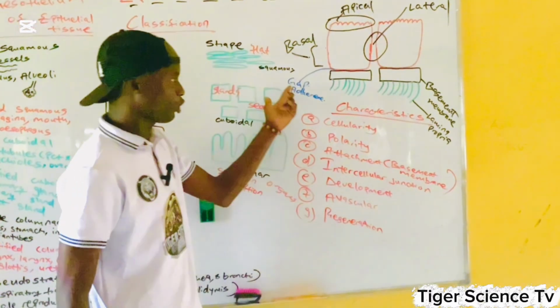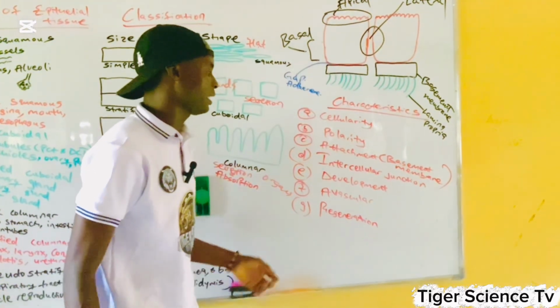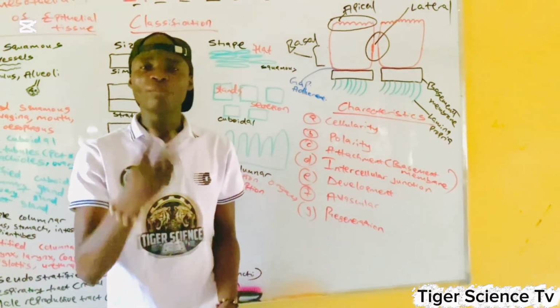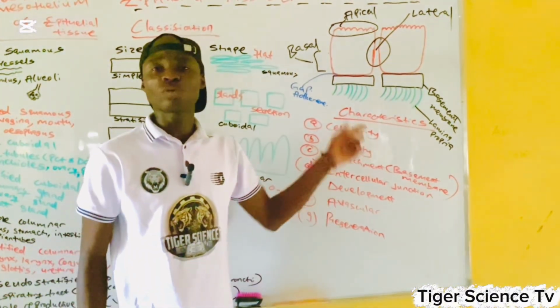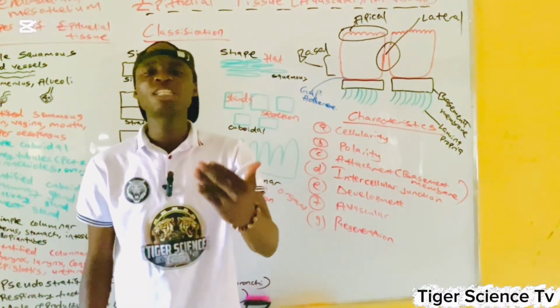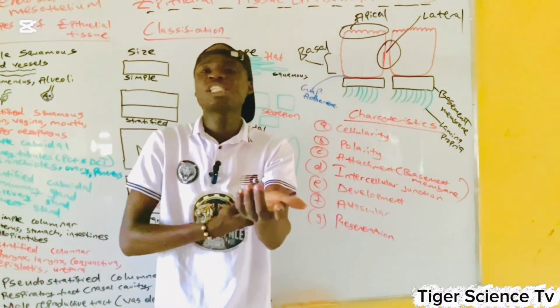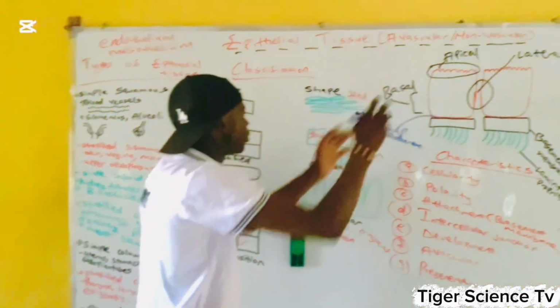Intercellular junction, I've told you about that. Gap junction and adherens junction, that's what we have. That's one of the characteristics of epithelial tissue. Development. Epithelial tissue develops from the 3 germ layers: ectoderm, mesoderm, and endoderm. Now, avascular, that's one of their characteristics. Epithelial tissue lacks blood vessels. Now, regeneration, epithelial tissue has the ability to regenerate. Example, epithelial tissue lines your skin very well. That makes sense. Alright, class. So now that is all the basics we need to know about epithelial tissue.